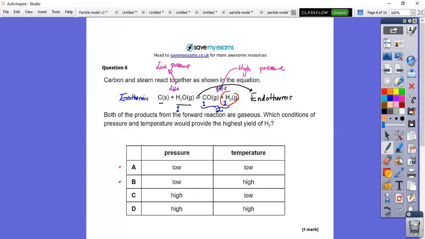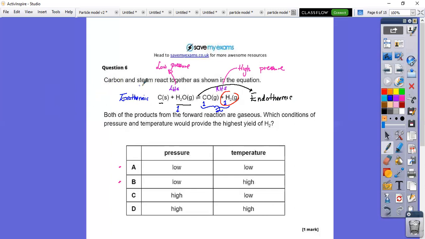So if I increased my temperature, which direction would it want to go? Would it want to go in the direction where it's exothermic or the direction that's endothermic? Wait, if you increase the temperature? Would it go to the endothermic side? Correct. Because exothermic is going to raise the temperature even more. And the reaction doesn't want to do that.